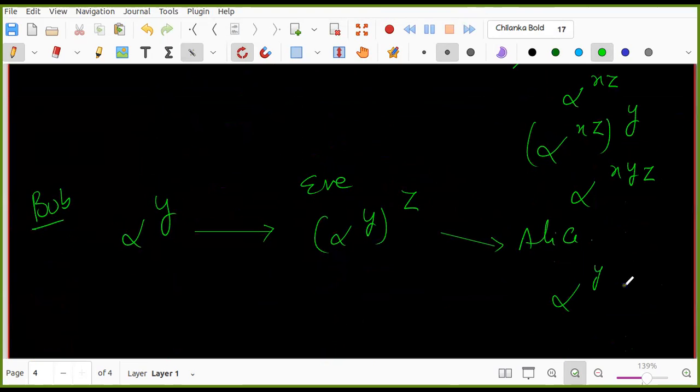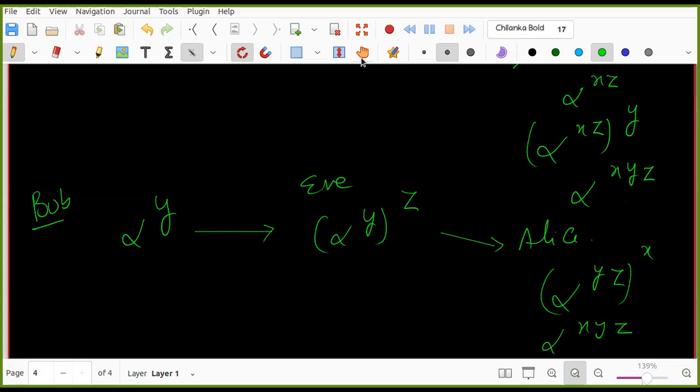Alpha power yz raised to power x she will do, right? So she will get alpha power xyz. Now what is the common key between Alice and Bob? Alpha power xyz. But Eve also knows alpha power xyz. She knows alpha power yz and alpha power xz.